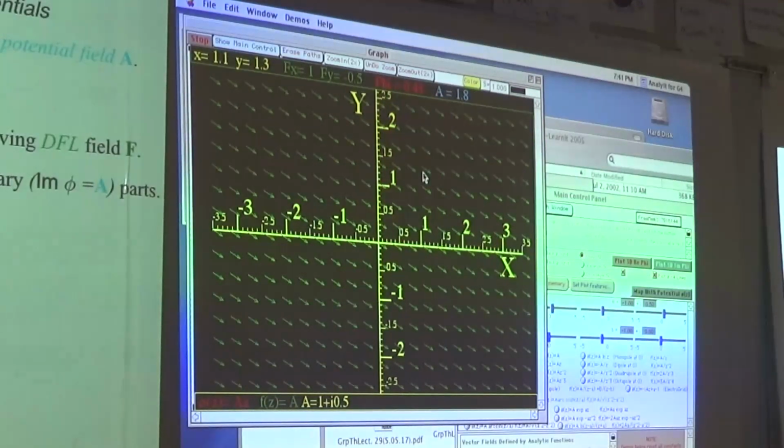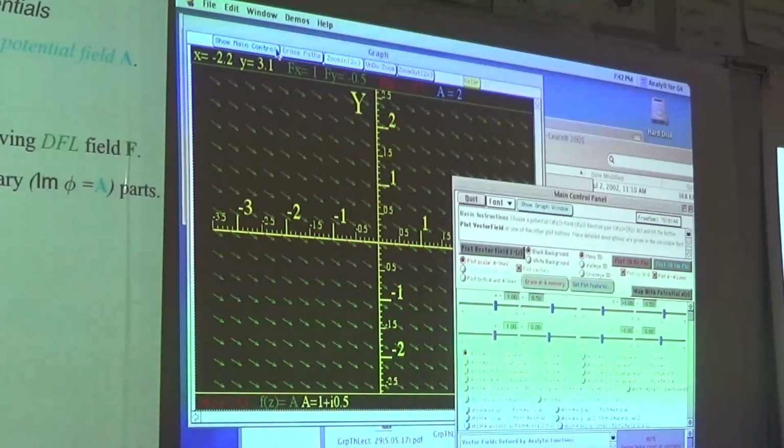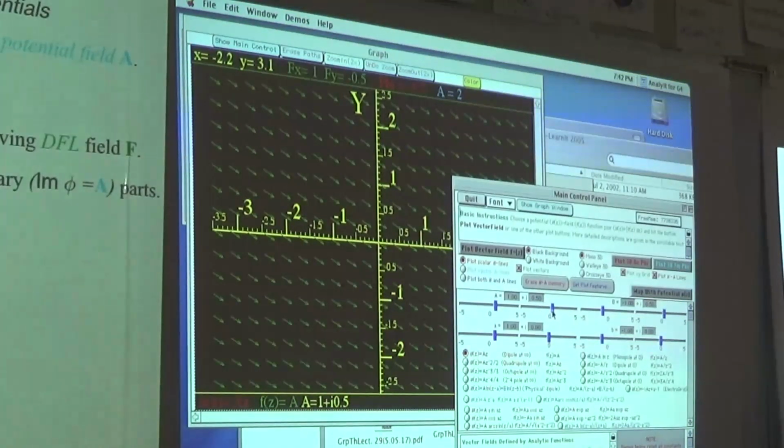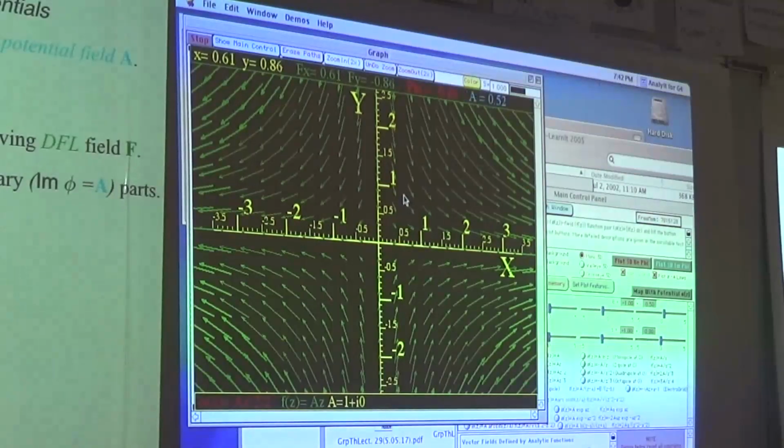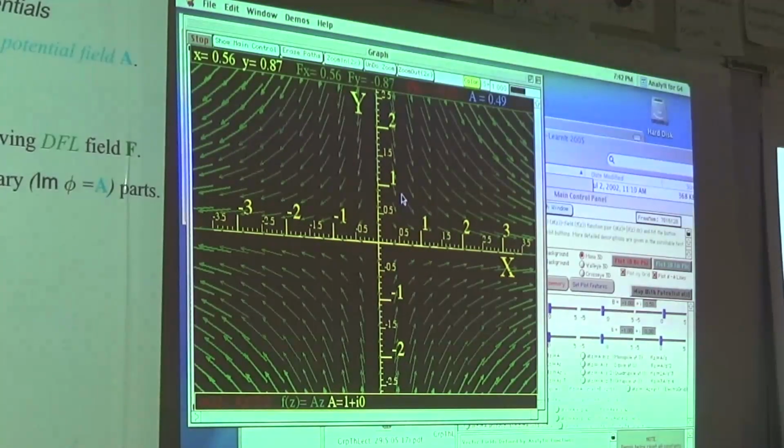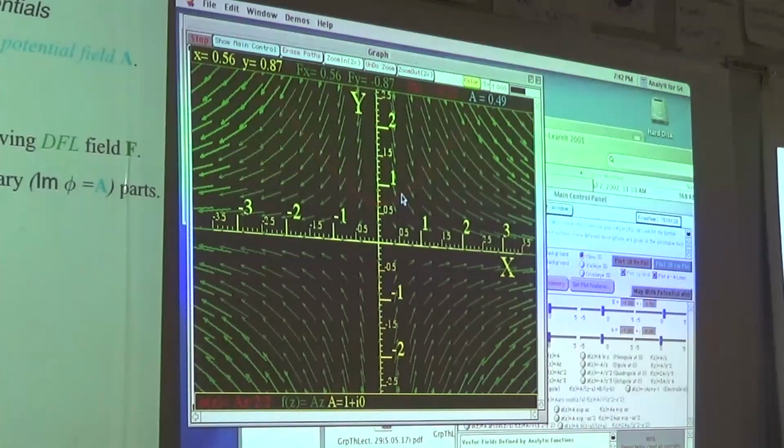Okay? So, let's go back to the main control panel here and get rid of that constant. I'll bring that back to 0. And this time I want to go back to this one, and I want to start putting in the scalar lines. Okay? And this is pretty much the way we're trying to make the HTML program work as well. But here what I do is I just click anywhere, and I get a potential curve.